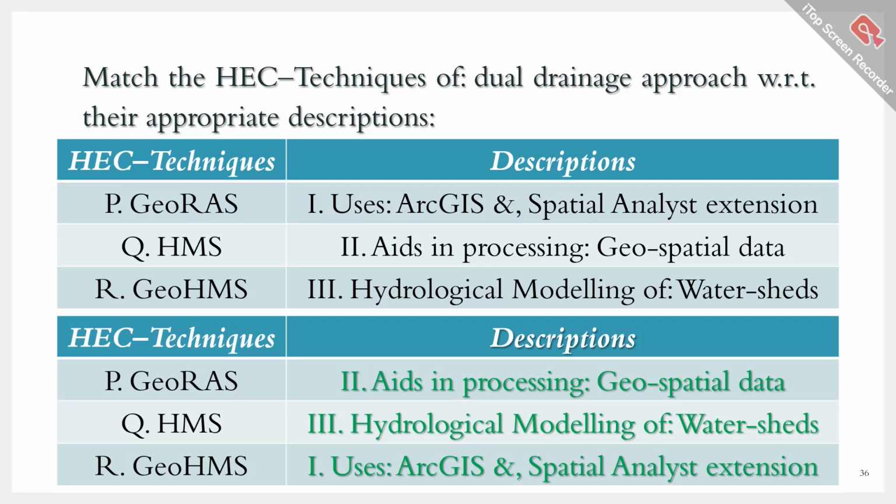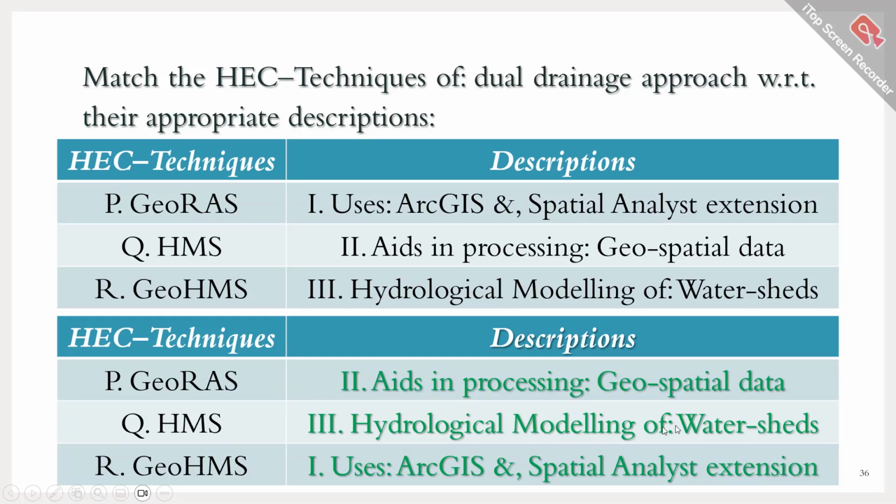GeoRAS aids in processing geospatial data. HMS facilitates the hydrological modeling of watersheds. GeoHMS uses ArcGIS and spatial analyst extension. The HMS is quite obvious. There is no geo thing associated.